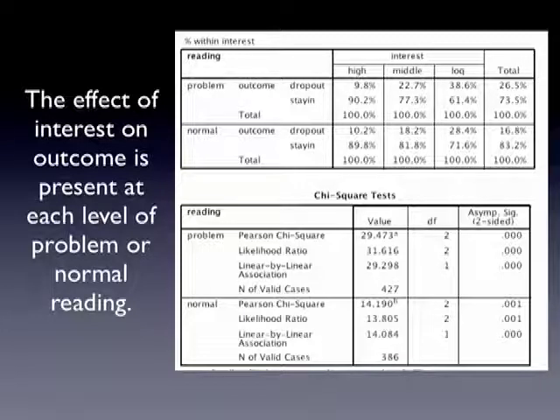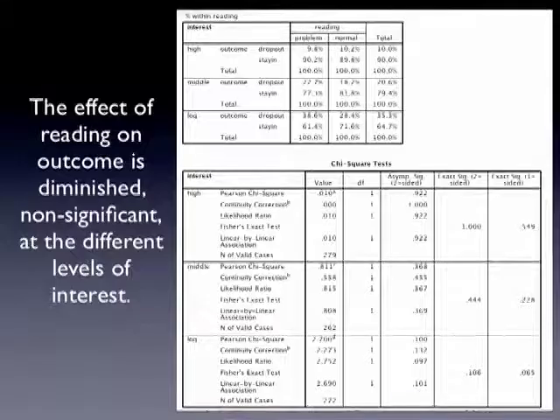Now I'm going to turn this three-way tabulation around, and I say, what is the effect that reading has, that being a problem reader or not, has on dropout at each level of interest, high, middle, and low? So now I have three tables at the top. The three tables are for high, for middle, and for low. Each one shows the relationship between reading and outcome.